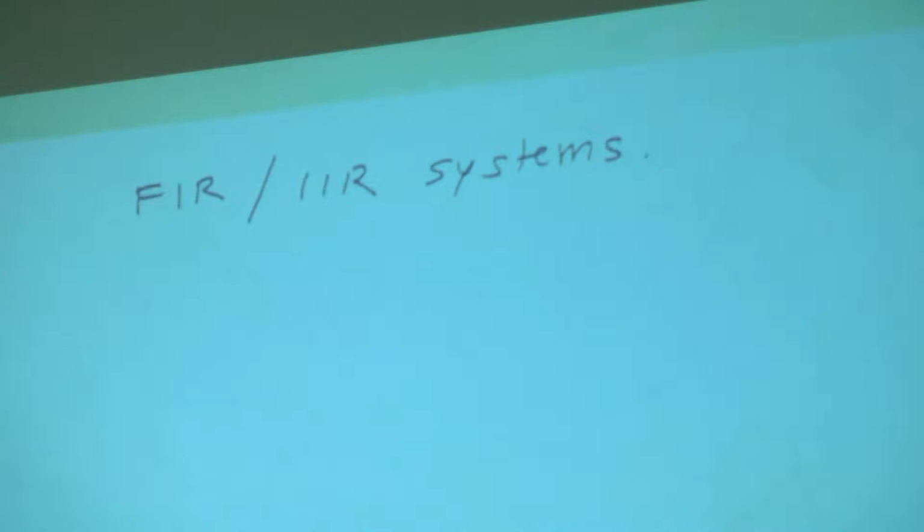The question is, what are FIR and IIR systems? The discussion on this topic was not clear. Let me take this opportunity to clear the doubts in the minds of people.